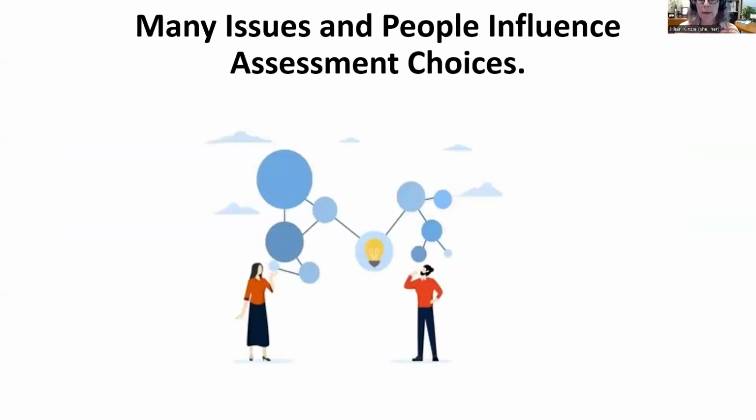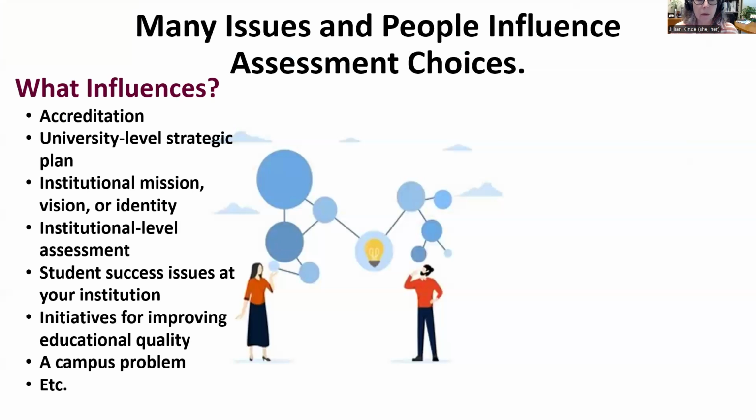in some of those decisions. Assessment, as I said, involves lots of choices, and there are many influences on those choices, including the standard issue parts of every higher education institution: accreditation, strategic planning, how we're thinking about our mission and its achievement, perhaps some student success initiatives on our campus that are concerning, a whole raft of possible influences, in addition to just periodic reviews of how well our institution is performing.